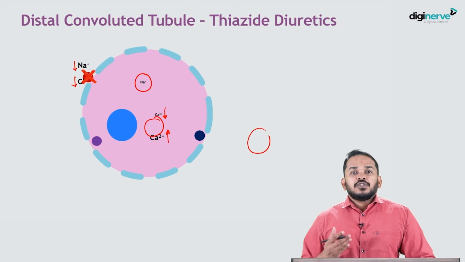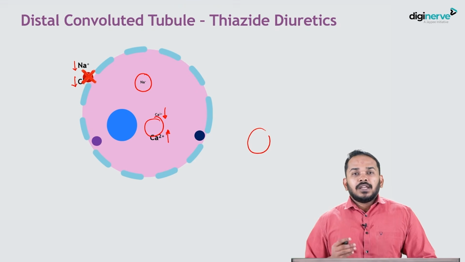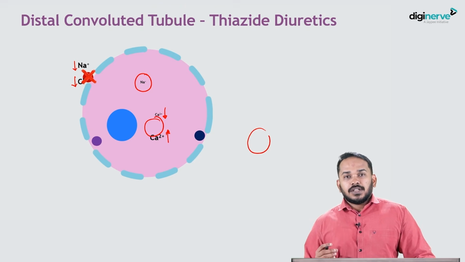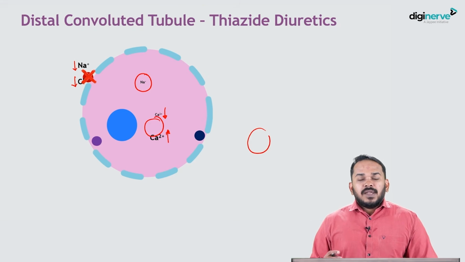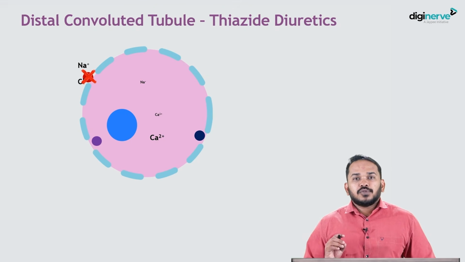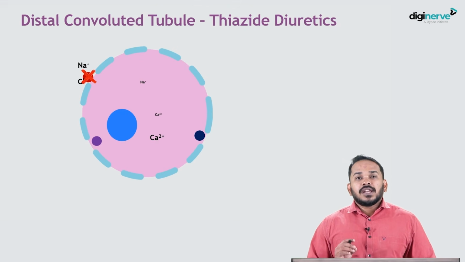calcium. Thiazide diuretics, by blocking this sodium chloride symport, will reduce the intracellular concentration of sodium. So when the intracellular concentration of sodium is reduced, more sodium will be pumped in, and this will result in reduced reabsorption of sodium and chloride. And when the sodium chloride reabsorption is reduced, intracellular levels of sodium will reduce.